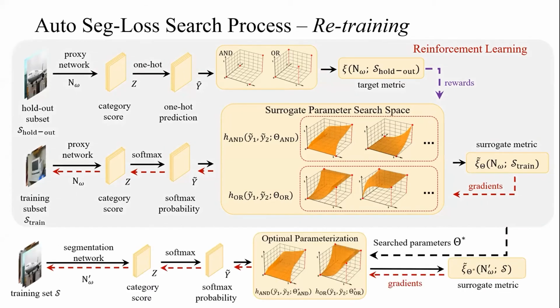After several cycles of sampling and updating, we obtain the searched optimal parameters theta star. We substitute the non-differentiable components in the surrogate matrix with the searched extensions and obtain the surrogate loss function. These functions can be used to train our semantic segmentation networks.